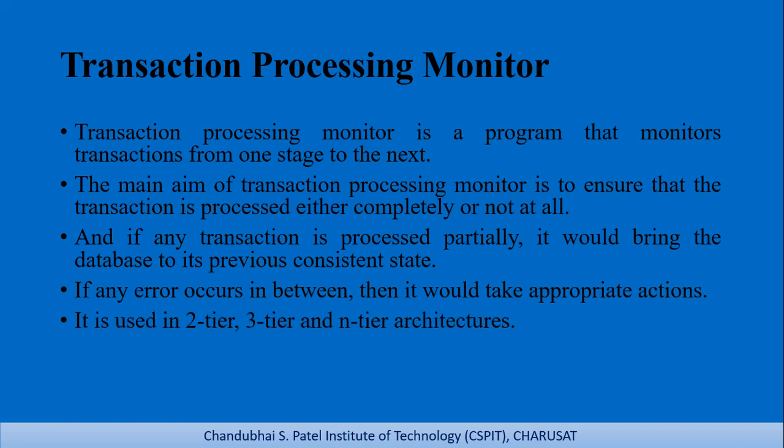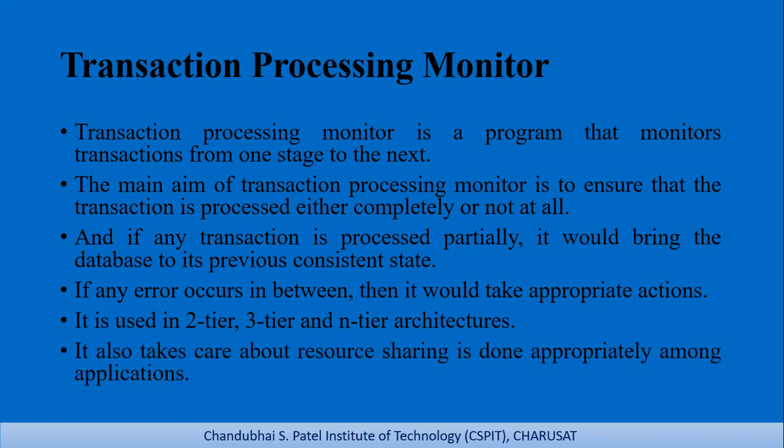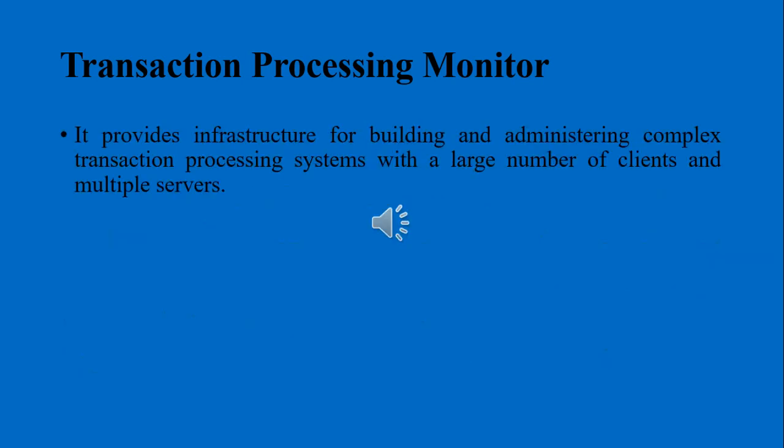The transaction processing monitor is basically used for two-tier, three-tier, and n-tier architectures. Also, it looks after whether the resources shared among application servers are utilized properly or not. That is, optimum utilization should be made of resources. It also provides infrastructure for building and administering complex transaction processing systems, which can handle a large number of clients and multiple servers.